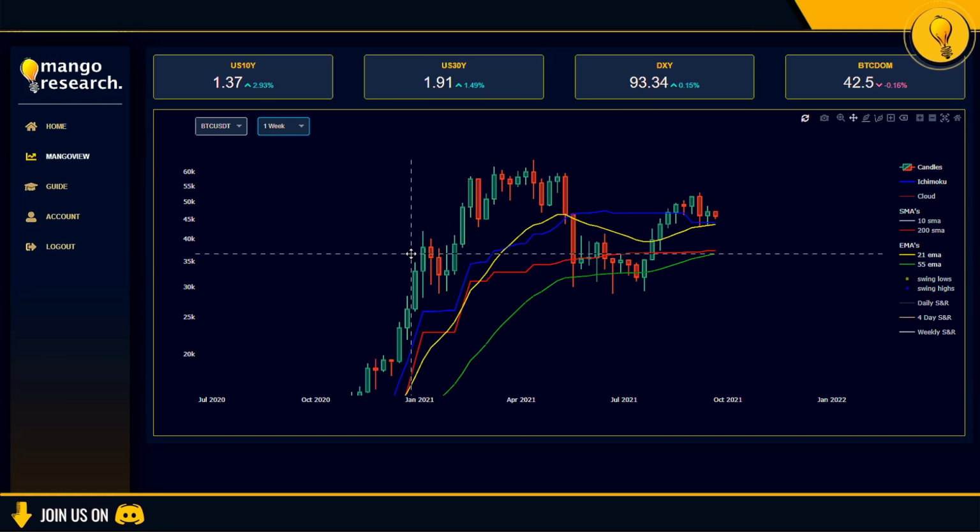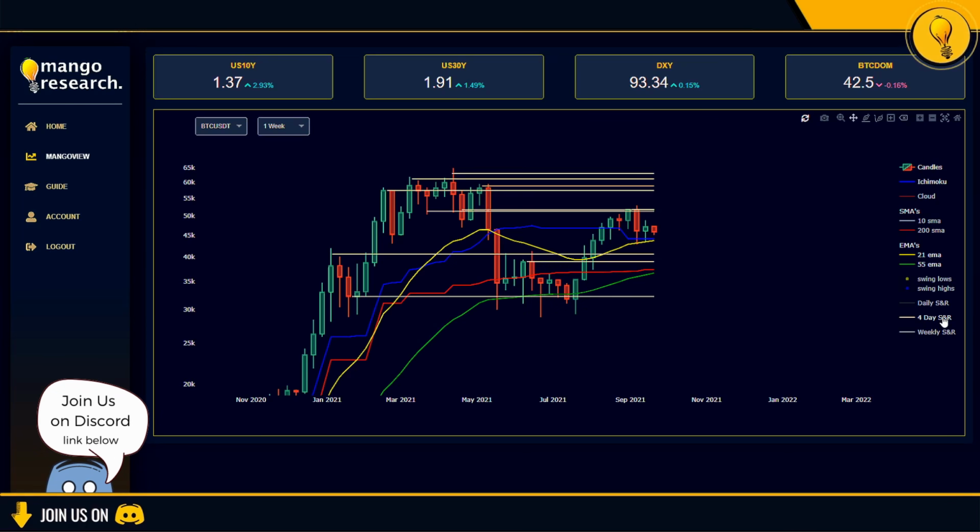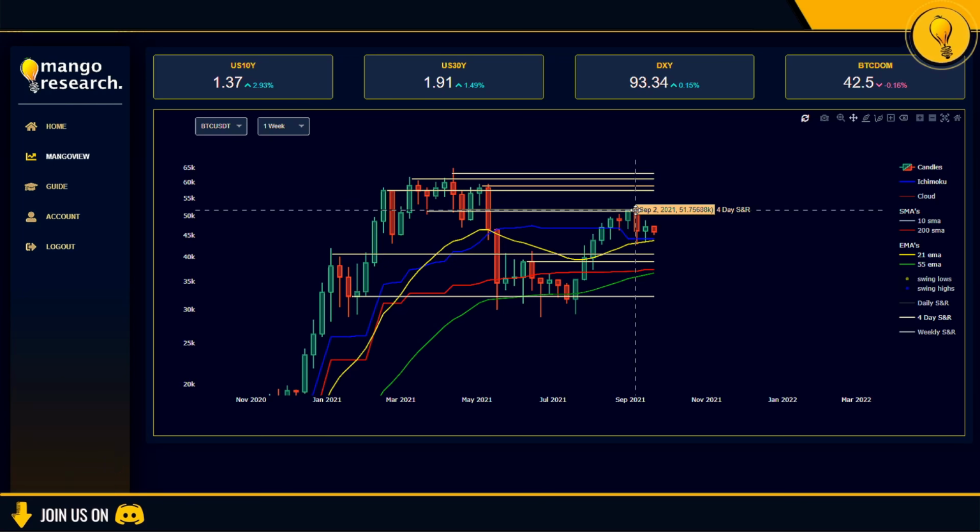Now, on the weekly time frame, Sean, we're still living over the 21 EMA as well as the Tenkan. But along with this, there's something else that we really like using on the Mango view, which is the 4-day SNR reflected on the weekly time frame. Let's go ahead and toggle that one on. Boom. And there you have it. We're seeing that resistance. Sean, you had mentioned actually the $51,000 resistance, so major props on that.